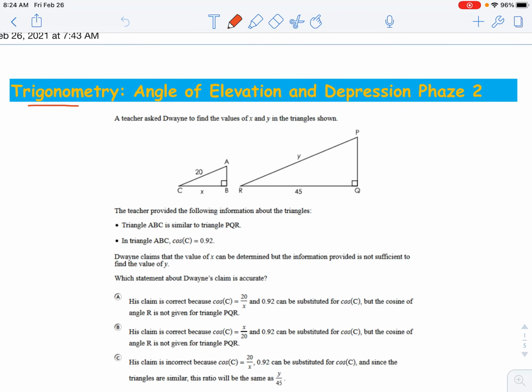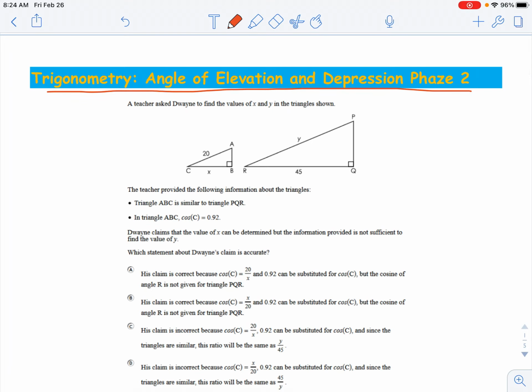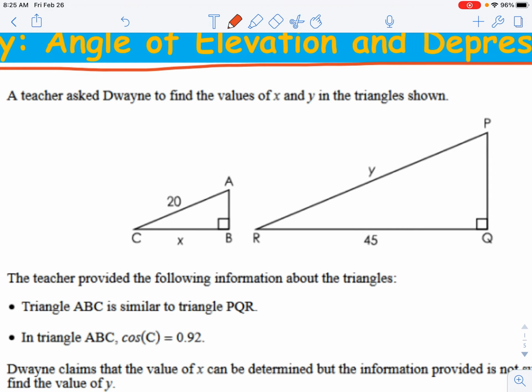Okay, students, so this is going to be the last day of trigonometry, angle of elevation and depression, phase 2. So still just talking about trig and looking at some other things. So a teacher asked Dwayne to find the value of x and y in the triangle below. The teacher provides the following information about the triangles. Triangle ABC is similar to PQR.